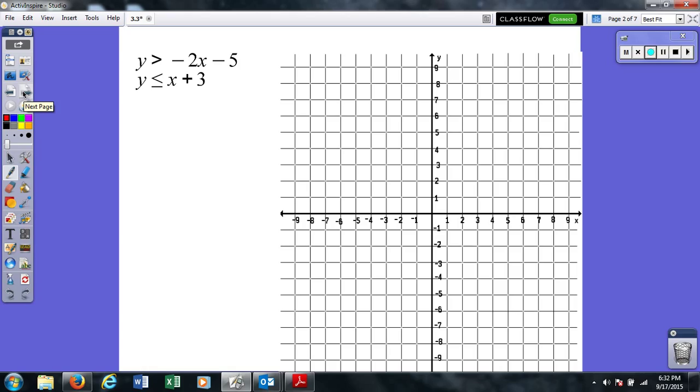The top equation here I will graph in red. Now this one is in slope-intercept form, so we can find the y-intercept of -5, slope of -2, so that's going to go down 2 and to the right 1, or you could think of that as up 2 and to the left 1, and then we'll graph that line. Now it should be a dotted line since we have y is strictly greater than, so we're going to draw a dotted line here.